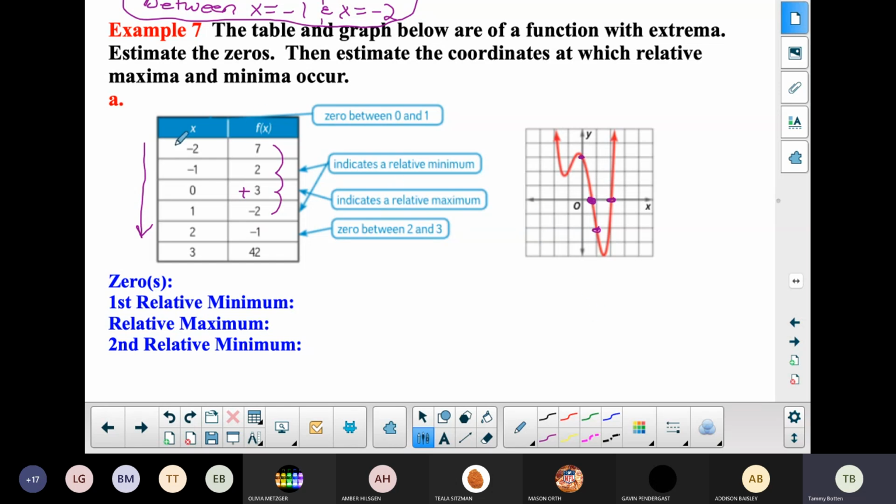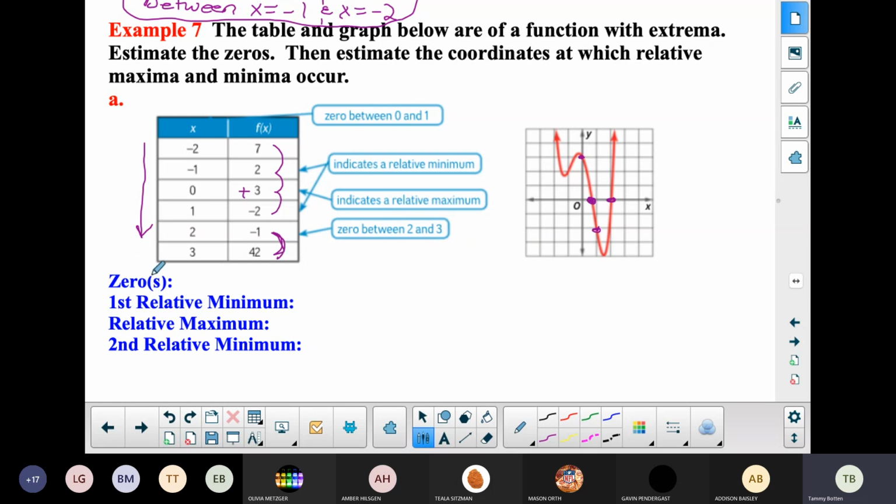Okay, and if you ever had a table of values like this, if you find a situation like down here from -1 to 42, one's negative and one's positive, so if you connected those 2 points, it has to pass through the x-axis to do that, and there's going to be a 0 somewhere between 2 and 3.